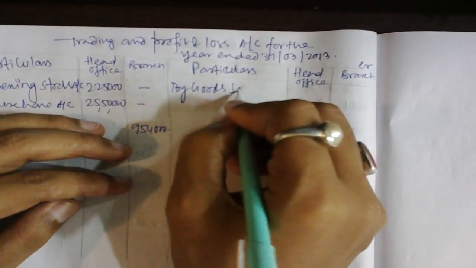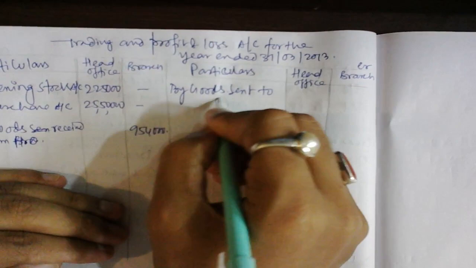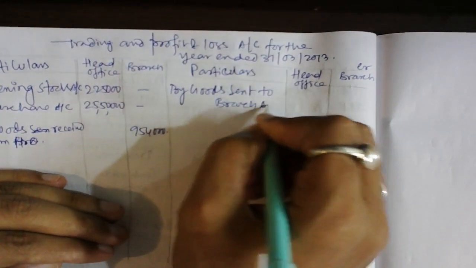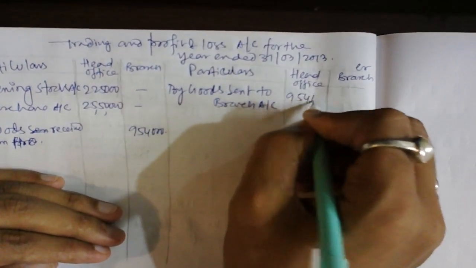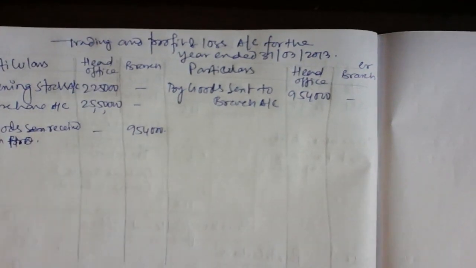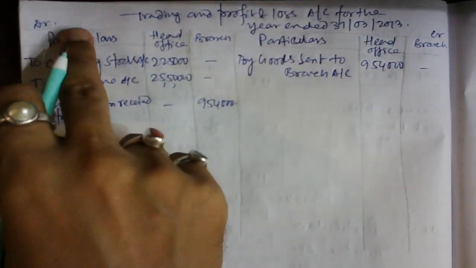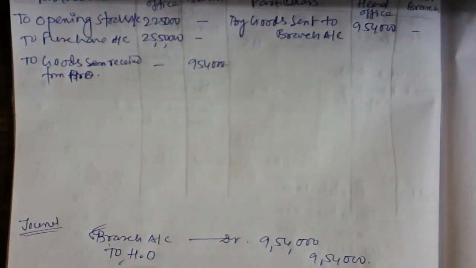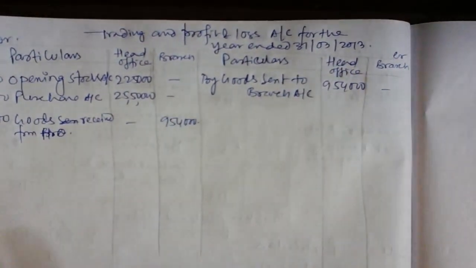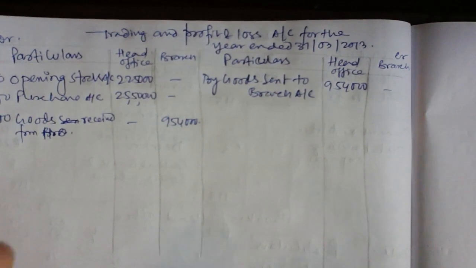So you can write here by goods sent to branch account. How much, sir? 9,54,000. Now you understand how the contra entry is made. This is called a contra entry. As branch is debited, so in the debit side it sits in the branch column. As HO is credited, so on the credit side it sits in the HO column. बहुत simple है, fundamentally बहुत easy है.